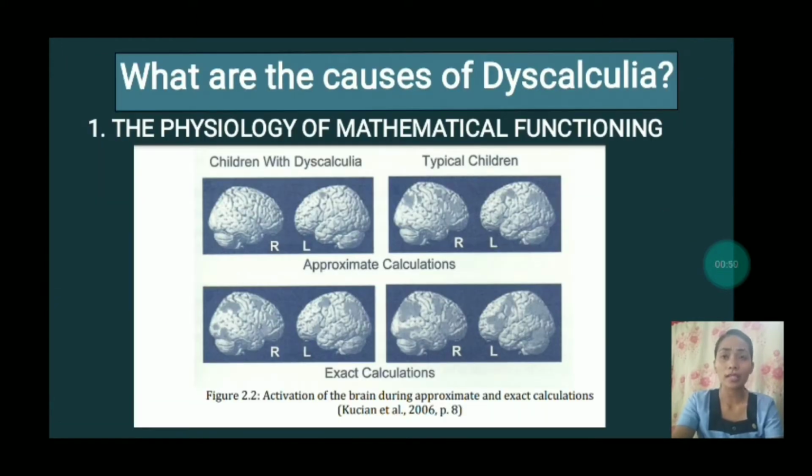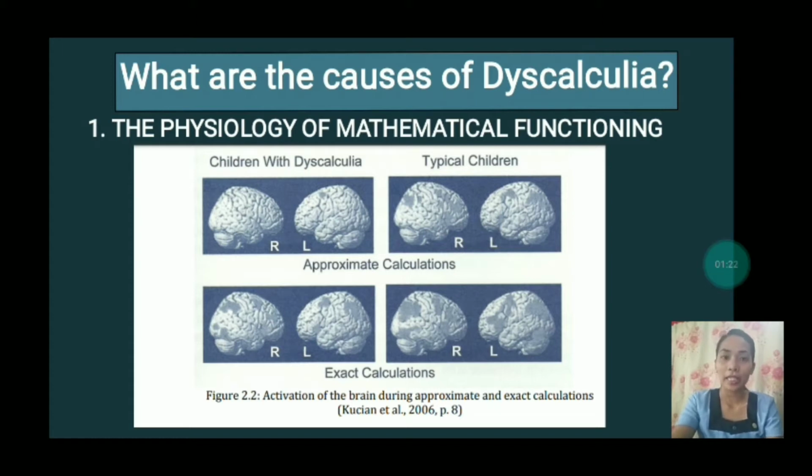So what are the causes of dyscalculia? According to dyscalculia.org and Esmeralda Zerafa, a master's degree holder in education at the University of Malta, specializing in responding to students' diversity, there are three significant roots of dyscalculia, and these are the physiology of mathematical functioning, genetic and social factors, and the scholastic factor. First is the physiology of mathematical functioning.